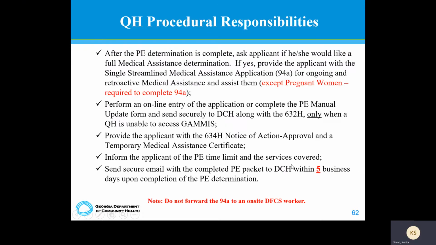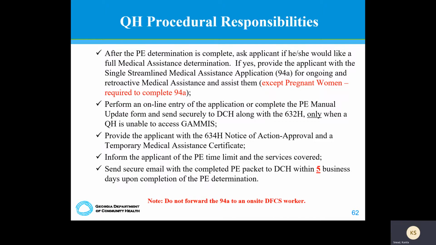If the individuals are eligible for presumptive, then remember you're going to ask them if they would like to apply for full Medicaid, except pregnant women. They always should fill out the 94A. The 94A is for them to complete the full Medicaid and also to ask for any prior months. If they have any bills in months, at least 3 months prior to their application date, then they can request determinations for those months. So it's at least 3 months.